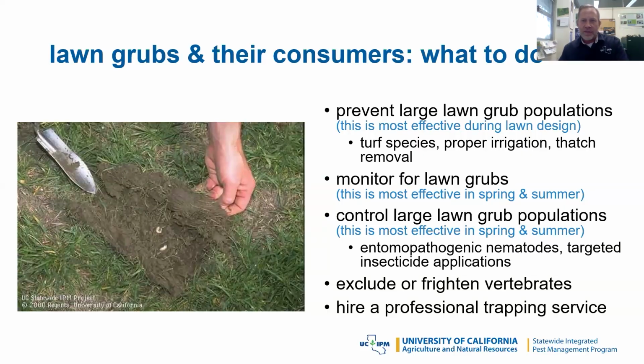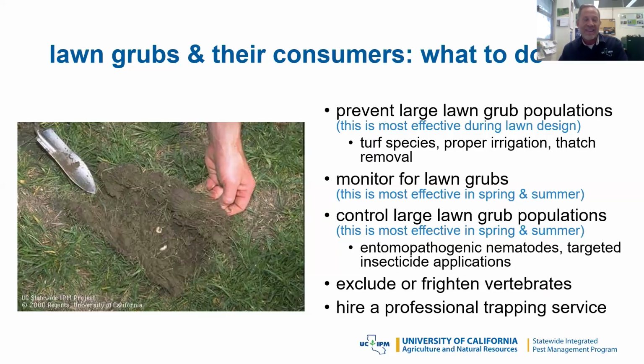So what can you do about this? Unfortunately, most of the effective tactics for use against the grubs themselves are to be used in spring and summer. And actually, if you go all the way back to lawn design and turf species selection, there's some prevention that can be done. So if we are selecting species that will not be stressed in our climate, if we are providing proper irrigation and proper removal of thatch, which is the accumulation of dead leaves, dead blades of grass, then we can help our turf areas sustain grub damage.